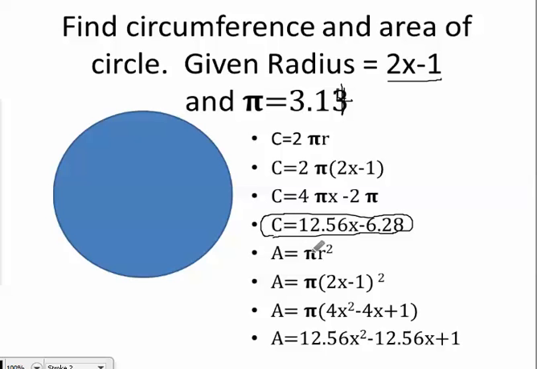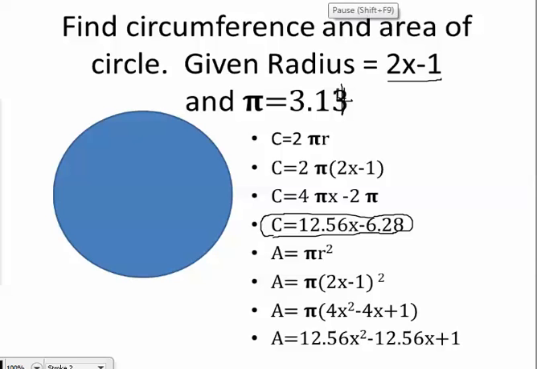If you were trying to find the area, pi r squared is the formula we're using. I'm going to stick 2x minus 1 in for r. Well, we got to use FOIL to expand that, and when you do, you get 4x squared minus 4x plus 1. I'm going to multiply it through by pi. 12.56x squared minus 12.56x plus 1. That's the way you expand those.